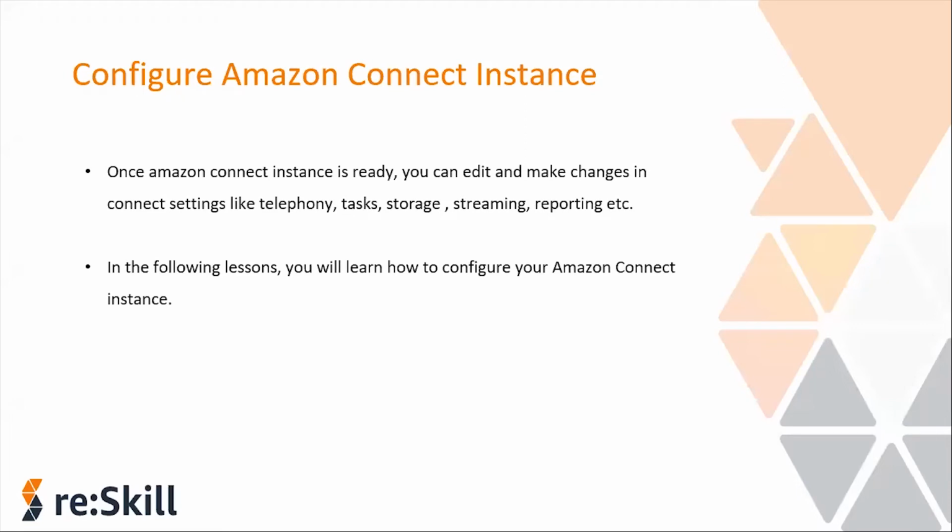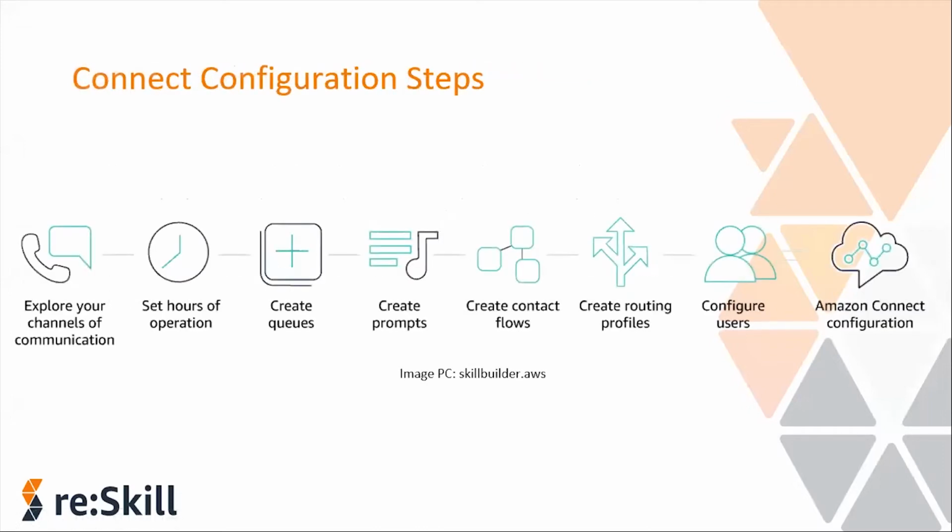Now, in the first part, you saw how to create an Amazon Connect instance. You understood the core concepts. Now it's time to actually configure the Amazon Connect instance and make changes in Connect settings like telephony, assign numbers, streaming, reporting, etc. So in the next lesson, you will learn how to configure an Amazon Connect instance. And here you can see the configuration steps.